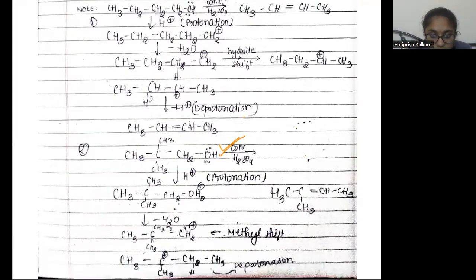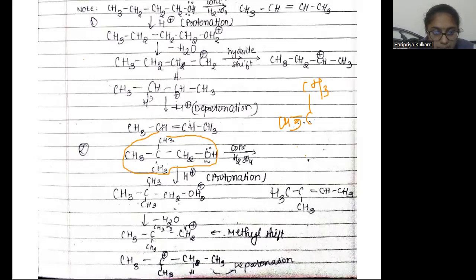In a similar way, we can also do it for one more compound. I'll just erase these. So one more compound we are having, that is CH3, CH3, CH2 and OH, as you can see here.